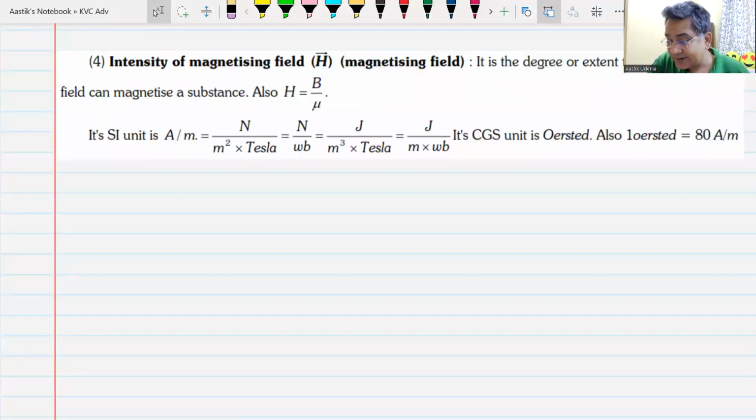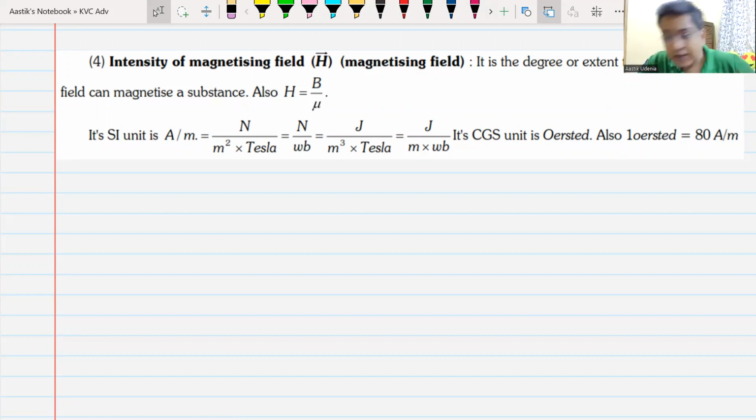Now, the second thing that we are going to do is intensity of magnetizing field. Now, remember, placing a body in an electric field is not as common question material as placing a magnetic body in a magnetic field. Whenever you place a magnetic body in a magnetic field, what happens to that body? It gets magnetized, yes or no?